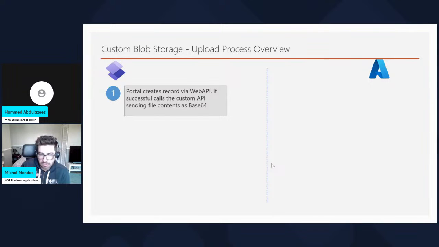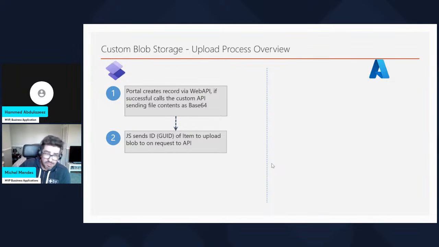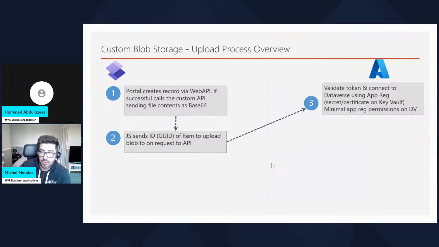And if my submission saving is successful, I'm going to grab the base64 contents from that upload field. I then get the ID of the item that I simply saved using Dataverse Web API, grab the blob content, and send it into my custom API.